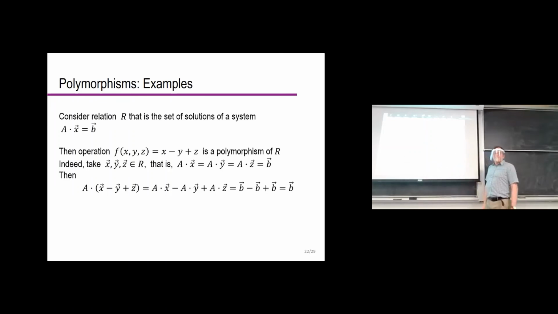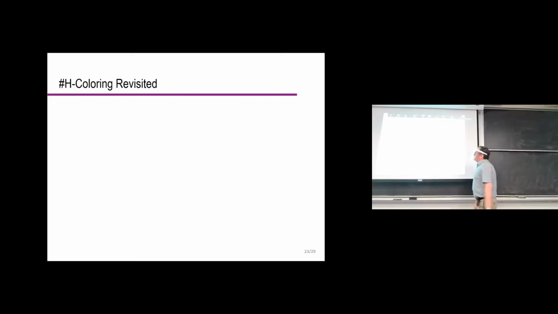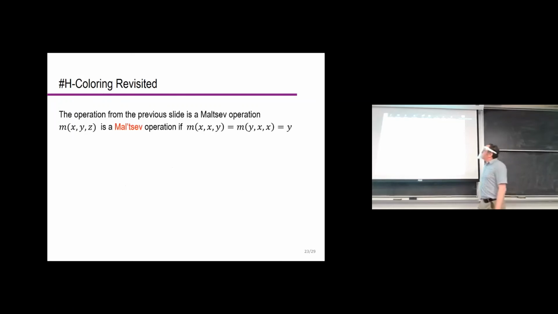Pretty easy. So the interesting thing is that such an operation is a polymorphism if and only if a relation can be represented this way. So this basically defines when your relation is affine. Again, if you know linear algebra, you easily understand why this is so. That's not a big deal. Okay. So again, go back to H-coloring for a quick visit.